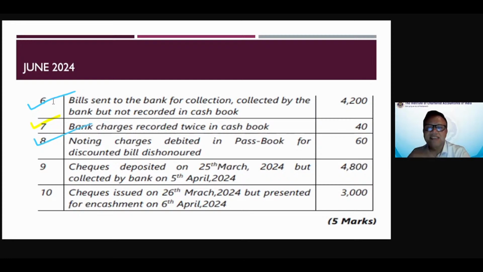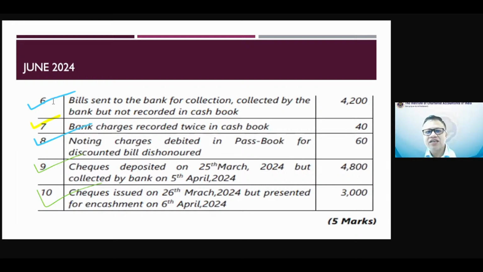Noting charges debited in passbook for discounted bill dishonored. Whenever you have discounted some bill and it is dishonored, then they will give some noting charges. So that noting charges is 60 rupees. Checks which are deposited on 25th March but collected by bank on 5th April will come under checks deposited, not credited, because on 31st March it is not credited. So this is coming to 4,800.